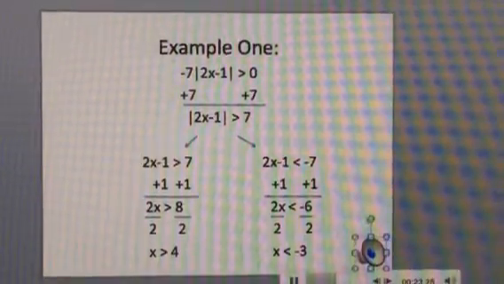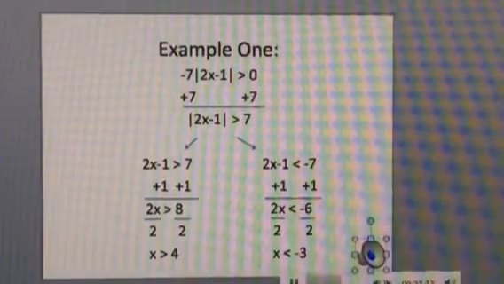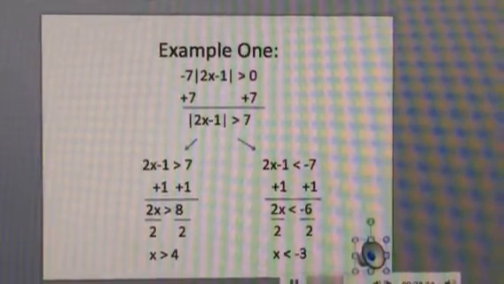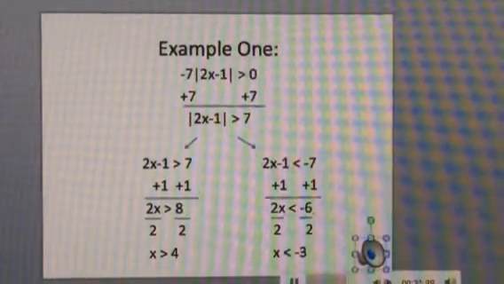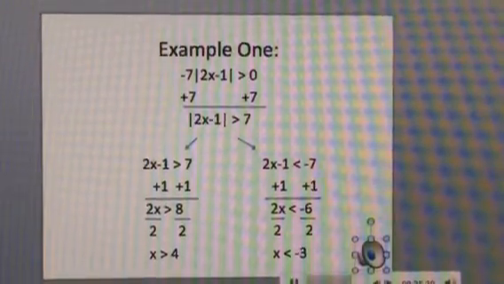So on the left side, you have a positive 7, which leaves the sign the same. You must add 1 to both sides and then divide by 2, getting the answer of x greater than 4.